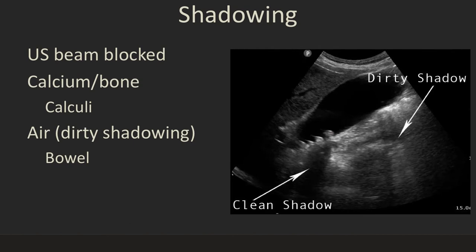Shadowing we talked about briefly in the prior section of this video, but basically the ultrasound beam is blocked by the presence of a highly echogenic interface. Usually it's calcium or bone, or it's calculi. Air, as we talked about, dirty shadowing can be caused by bowel. So you may be looking at the gallbladder and you might not see some tiny stones, but you may see a very clean shadow behind them, or in this case, this, which is bowel. This is gas in the duodenum, which has this more dirty shadowing. So this can help us identify things such as the presence of gas or the presence of calcium.